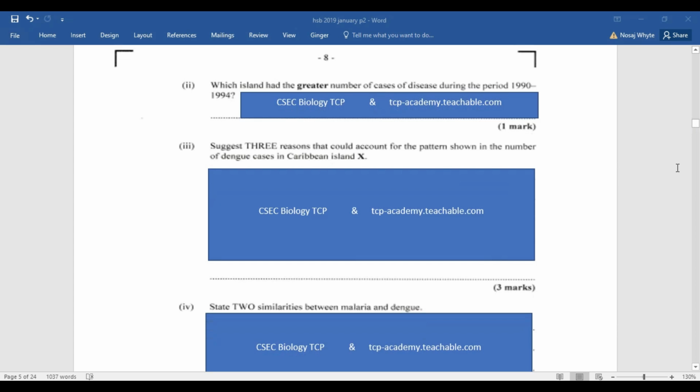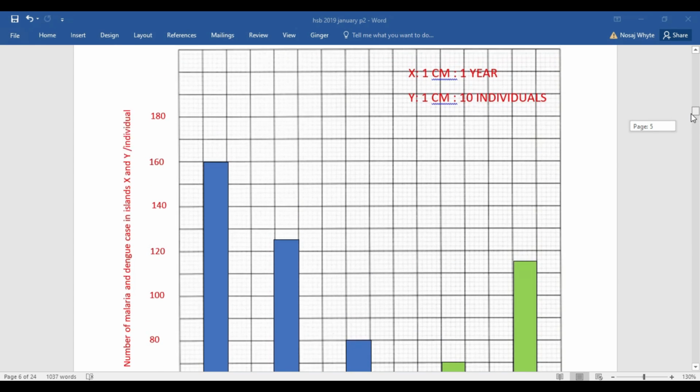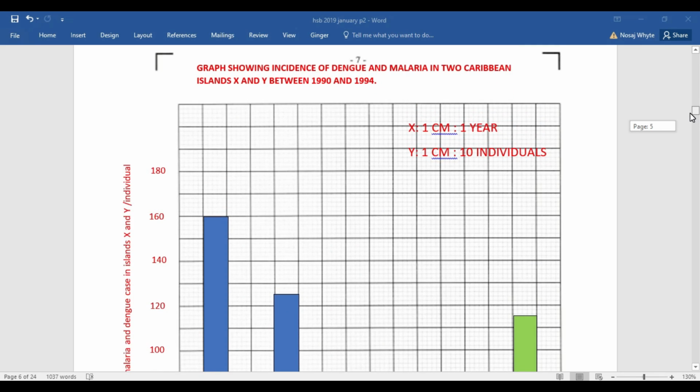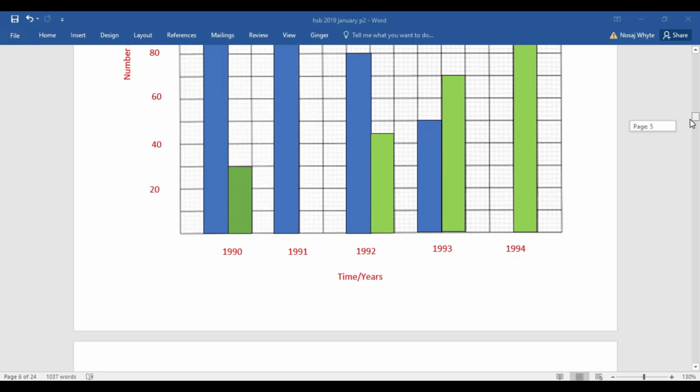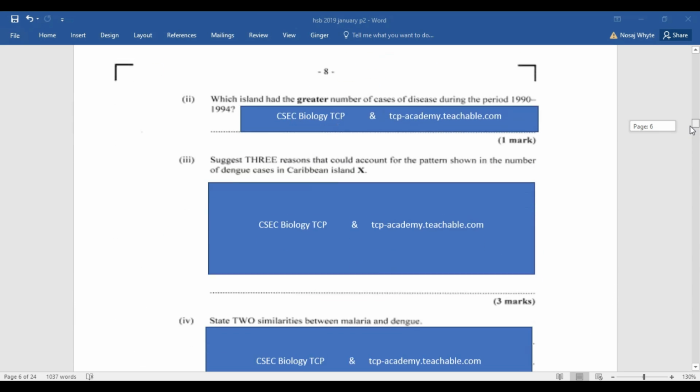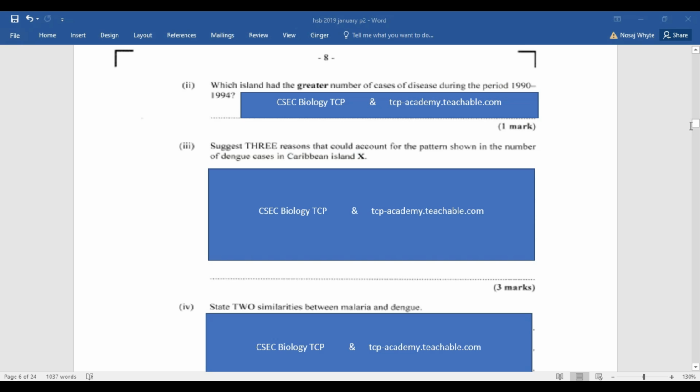Alright, so we move on to this. I do hope that you understood the graph. Let me show you again, just moving a little slower. Alright, that is what it is. Great. So we move on to the other question.